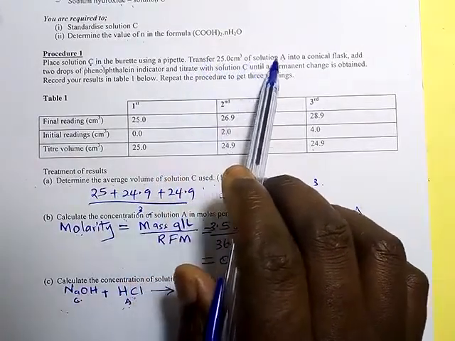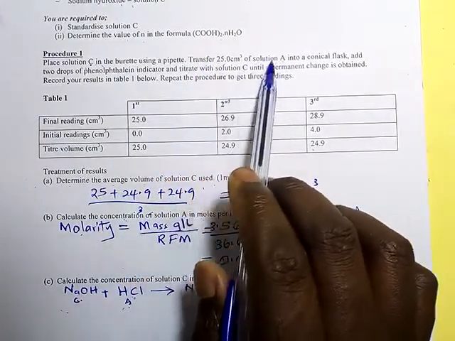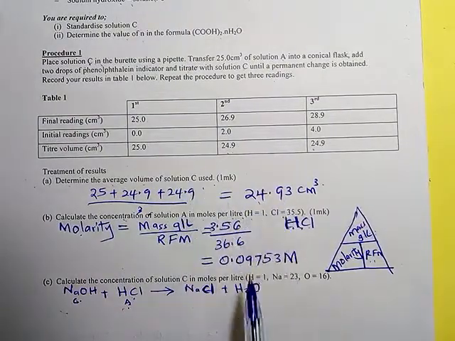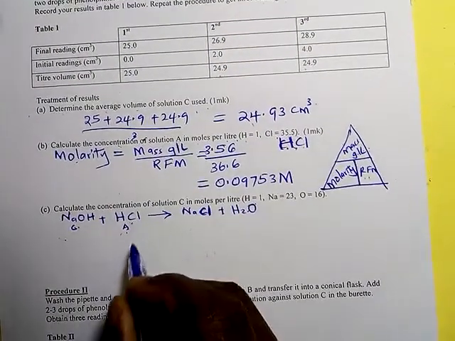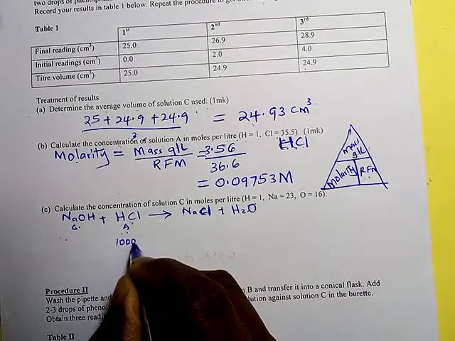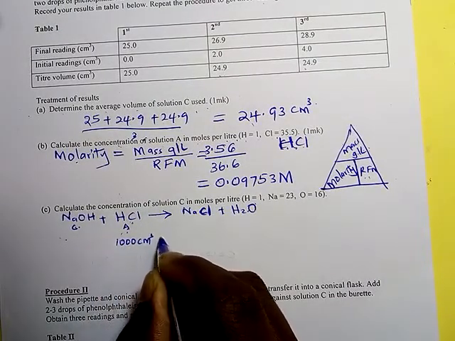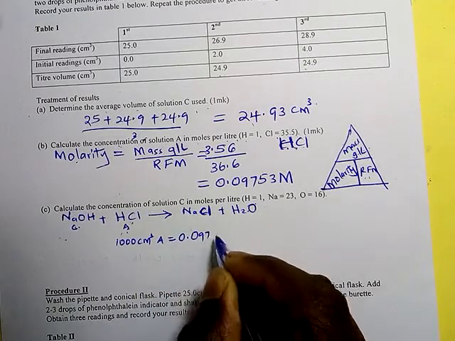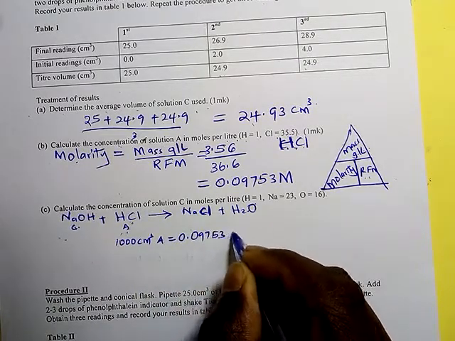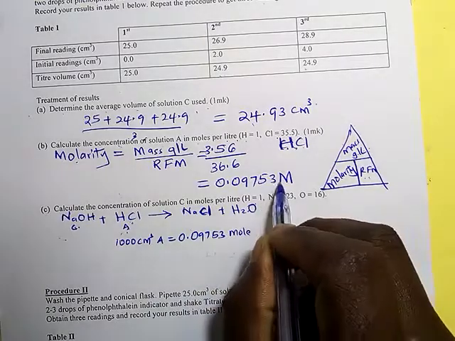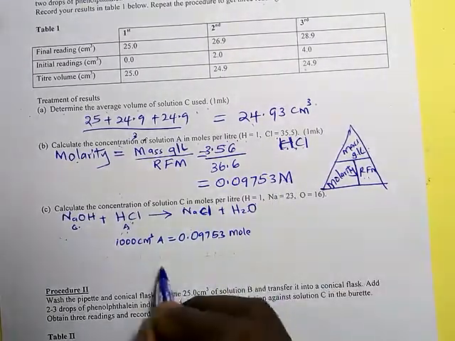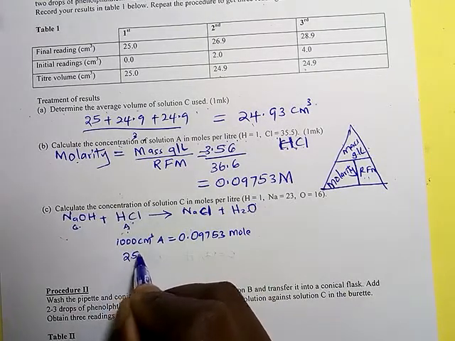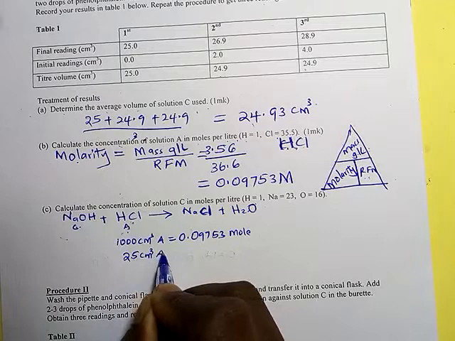25 of solution A reacted with 24.93 of solution C. So here we will say 1,000 centimeters cubed of solution A contains 0.09753 moles. This is molarity, which is the number of moles in 1 liter. Then we will ask, what would be the number of moles in 25 centimeters cubed of solution A?